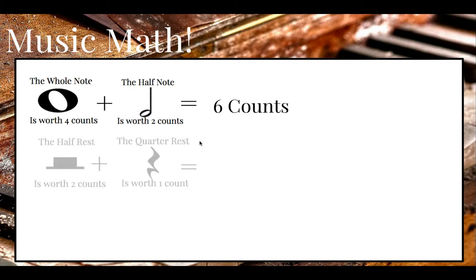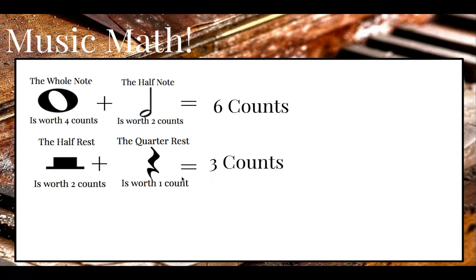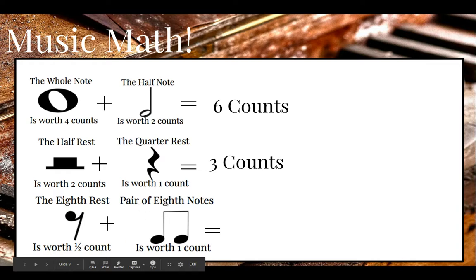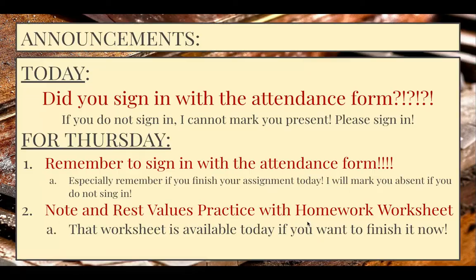You can do the same thing with rests. For example, this is a half rest or a hat rest, and it's worth 2 counts. And then this is a quarter rest, which is worth 1 count. So 2 plus 1 equals 3, so 3 counts. And then this is a bit more strange, but if you had an eighth rest, again, which is worth half a count, plus a pair of eighth notes, which is worth 1 count, it would be 1.5. You could also say 1 and a half. That would also work for me. So either 1.5 or 1 and a half counts.